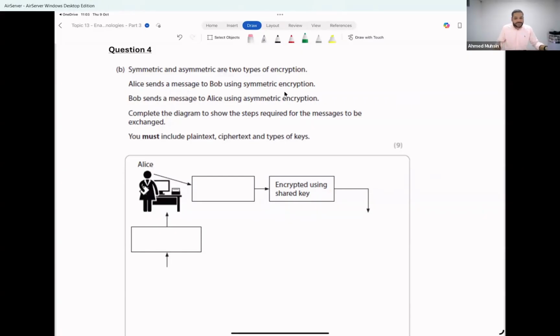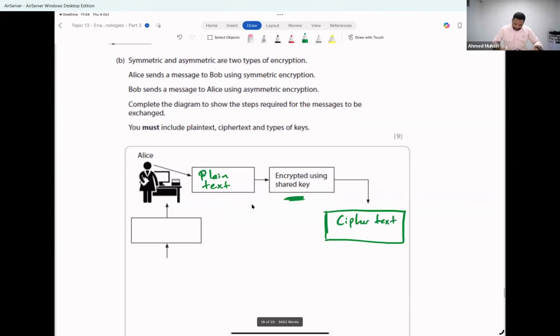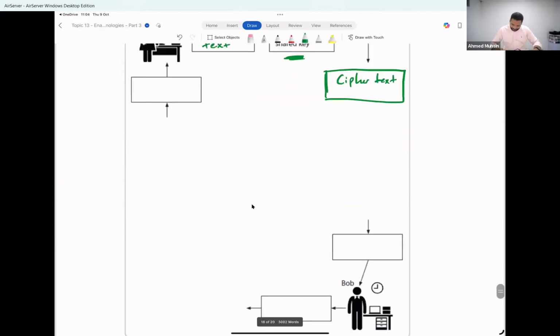Alice sends a message to Bob using symmetric key encryption. So Alice initially will have what? Initially, Alice is going to have plain text. So I'll write plain text over here. Then that plain text gets encrypted using a shared key. What are you going to get next then? You're going to get ciphertext. So I'm going to draw a box over here and say ciphertext.